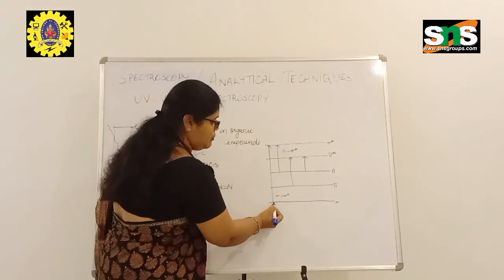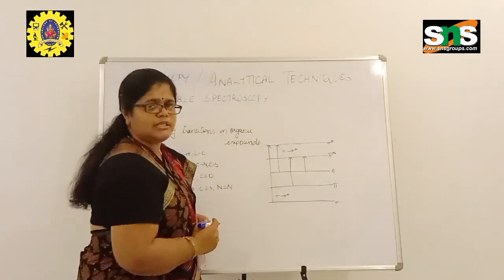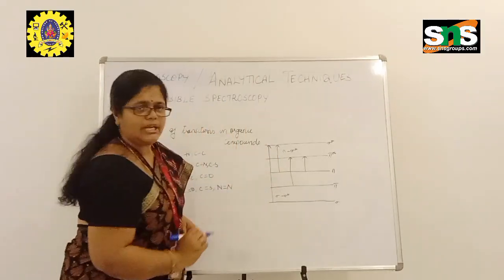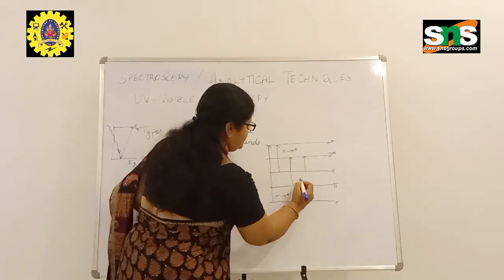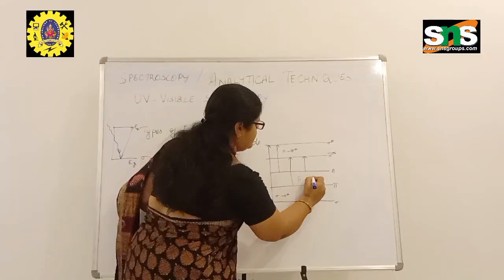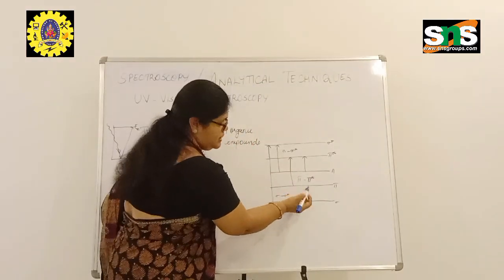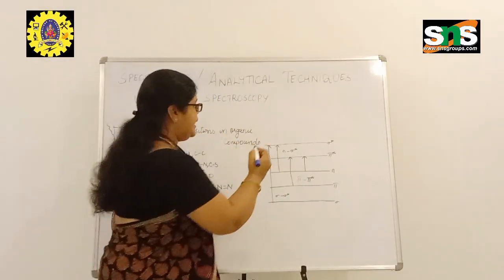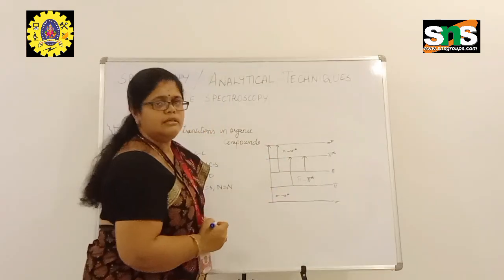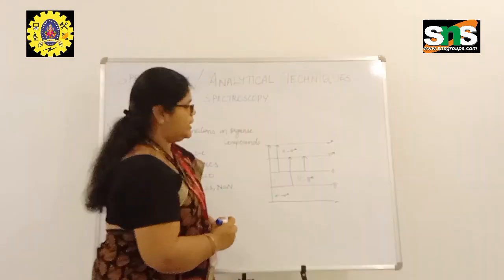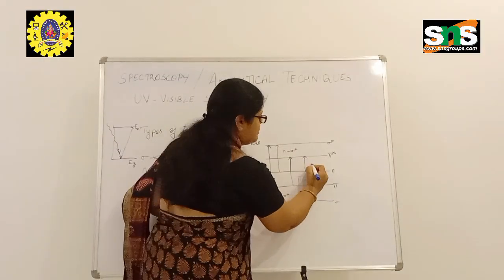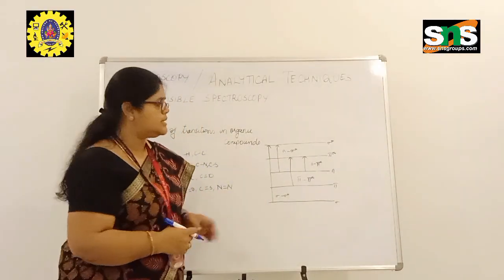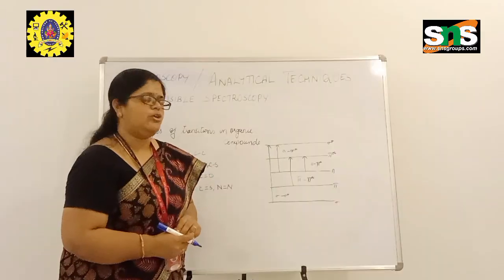So there will be a transition of electrons. Sigma to sigma star represents the transition from the sigma level, the bonding level, to the anti-bonding level. Pi to pi star represents the transition of the electron from pi to pi star, from bonding to anti-bonding. And here you have n to sigma star, that is non-bonding to sigma star, anti-bonding. Then you have n to pi star. These are the different types of transition possible in compounds having different types of bonding.